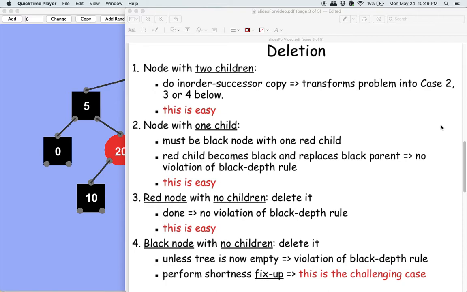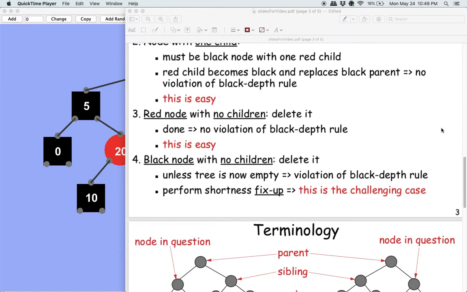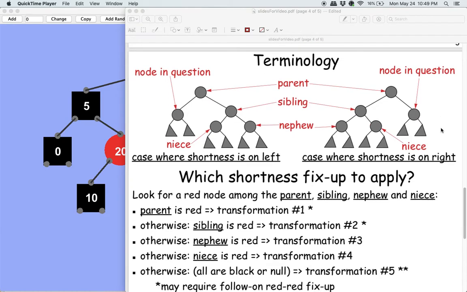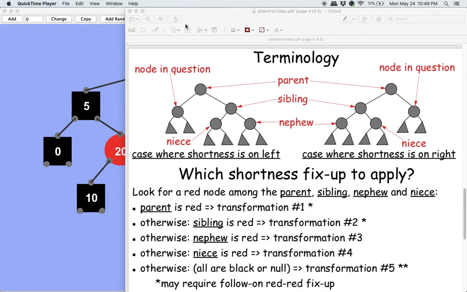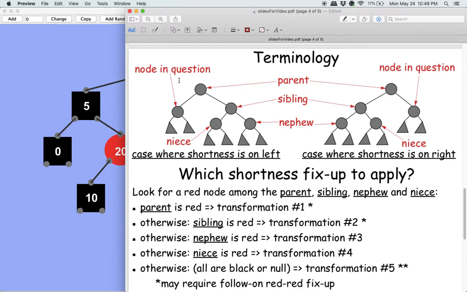Before we look at the transformations, I'm going to introduce a little bit of terminology that we're going to be using. So the situation we are in is that we will have a node that's a subtree, and this could be null. And this is the node, basically. This is going to be the short subtree, and this is going to be the larger subtree. In terms of black height, this one will have black height 1 less than this, and therefore we have an imbalance.